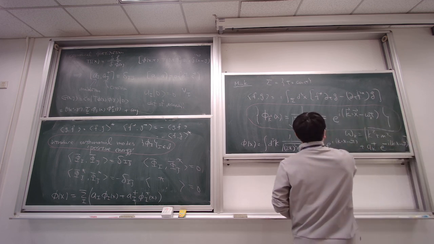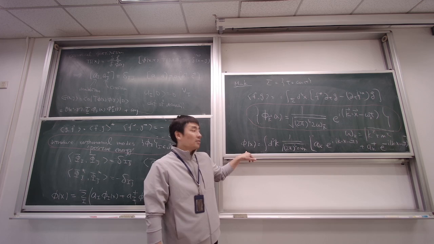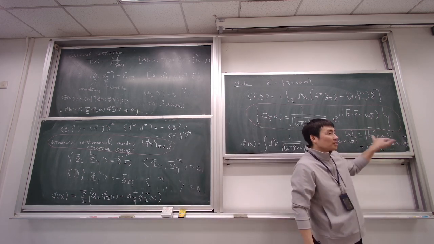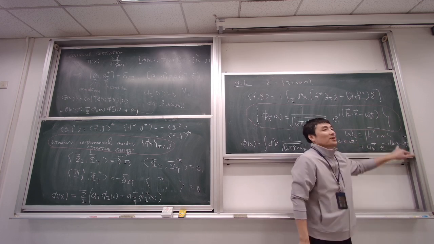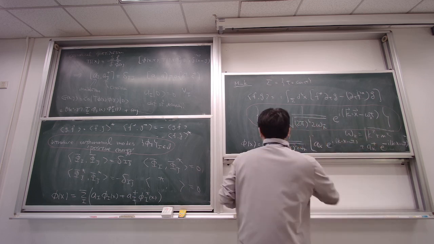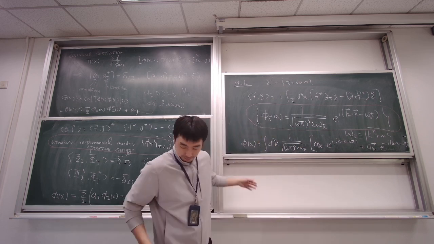Okay, so this is a mode expansion of the Klein-Gordon scalar field in flat space. This is the positive energy mode, and this is the negative energy mode. And these are the creation and annihilation operators, which satisfy these conditions. It's really parallel.